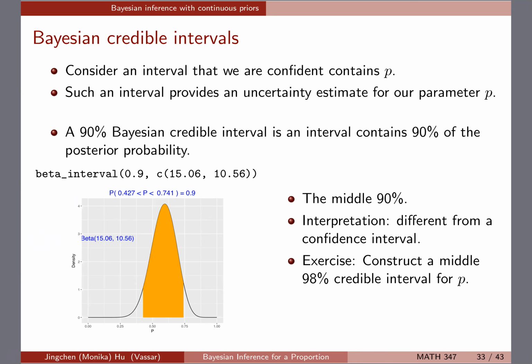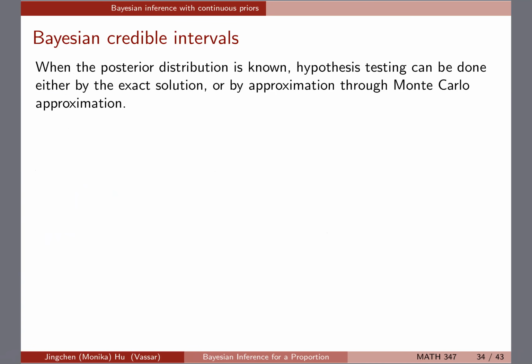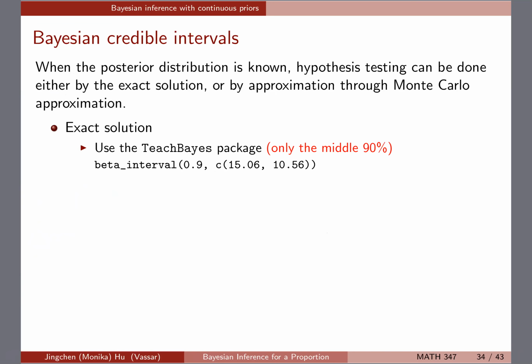Middle 90% means you have 10% left out, right? So it's 5% on the left, 5% on the right. Sometimes people might want to shift it around. Unfortunately this function only allows the middle 90%, but that's typically what people do anyway, so you can go with this. But if you want a 90% credible interval that is not in the middle, say 2.5% on the left and 7.5% on the right, then this function doesn't do it for you, but you can easily do it using the embedded R function for the beta.